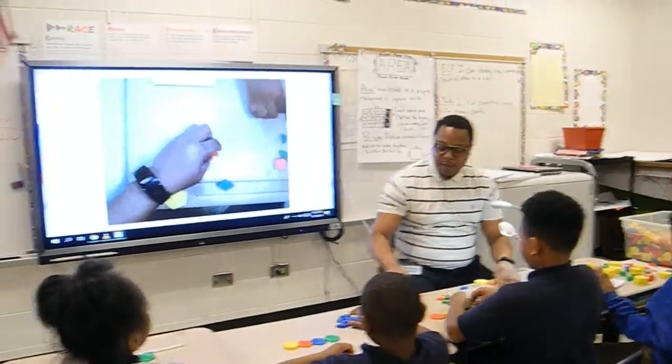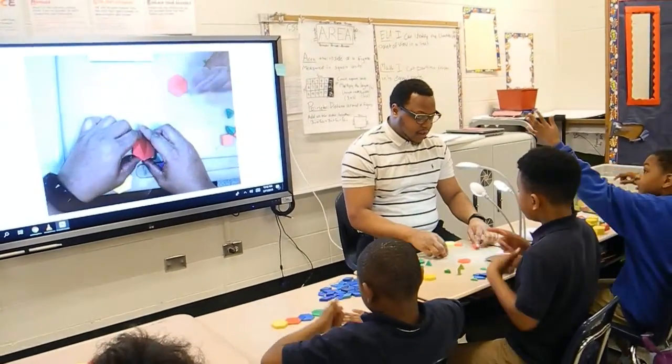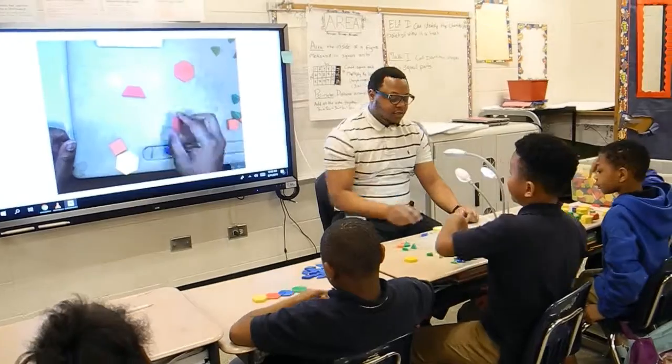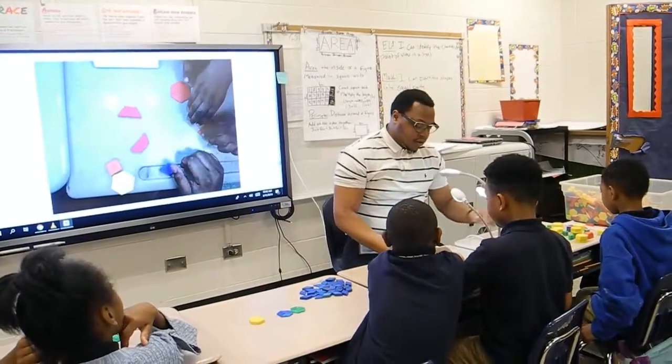Let's do one more together, and then I'm gonna give you the worksheet. We're gonna do another one together off that as well. So I got 2 trapezoids. I need to use 2 trapezoids.